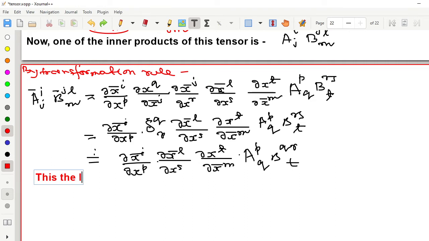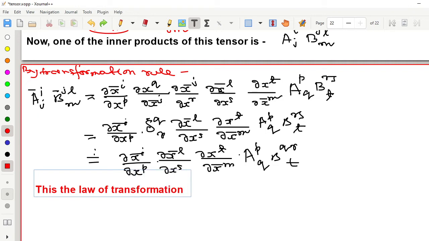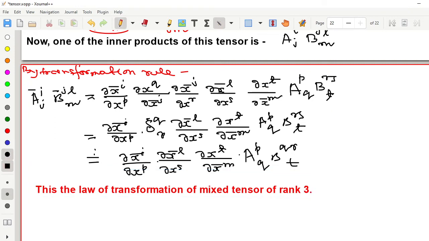This is the law of transformation of mixed tensor of rank 3. Now what is the inner product? The inner product is nothing but the outer product that I have taught you in the last class.